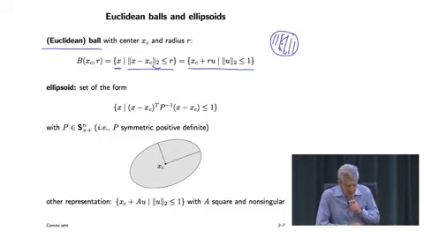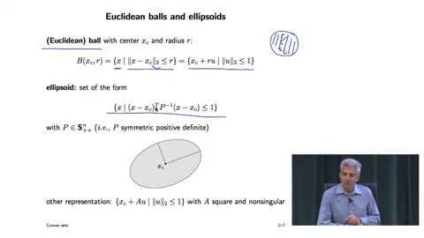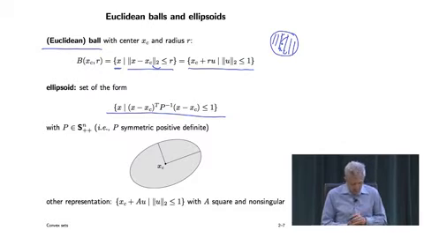A generalization is an ellipsoid. An ellipsoid is the set of points that satisfy a quadratic inequality. Here, c is the center, and P is a symmetric positive definite matrix. So this is an ellipsoid. For example, the semi-axes of the ellipsoid are given by the eigenvectors of P, and the semi-axis lengths are the square roots of the eigenvalues of P. These are the lengths of the semi-axes.